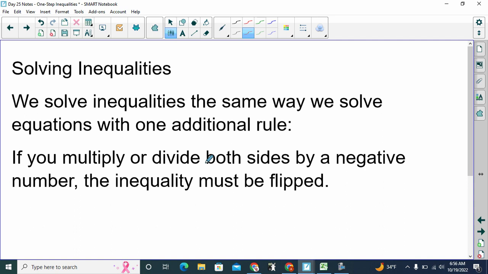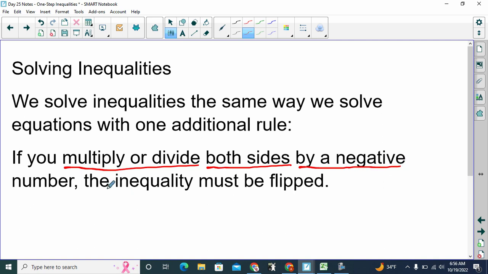First of all, we only flip the inequality if we are dealing with multiplication or division. So it's only if we multiply or divide, not if we add or subtract, even if we're dealing with a negative number. Only when we multiply or divide. Also, it has to be both sides. If we are distributing a negative number, that's technically multiplying by a negative number. It has to be done to both sides in order to flip the inequality. And then, of course, by a negative number.